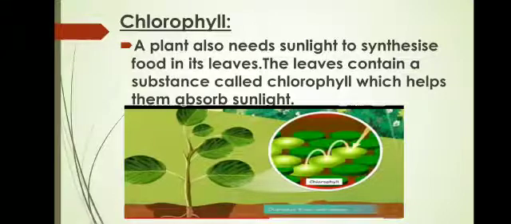Now the next one is chlorophyll. Chlorophyll is also an important ingredient. A plant also needs sunlight to synthesize food in its leaves. The leaves contain a substance called chlorophyll which helps them absorb the sunlight. Chlorophyll helps to absorb the sunlight. Now look at this picture.